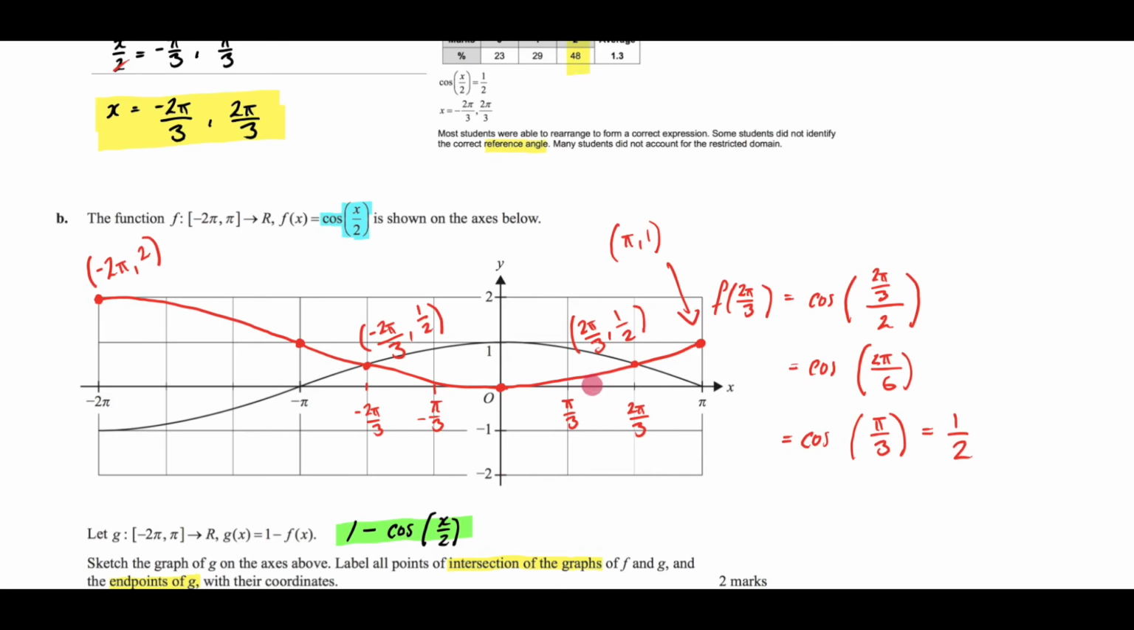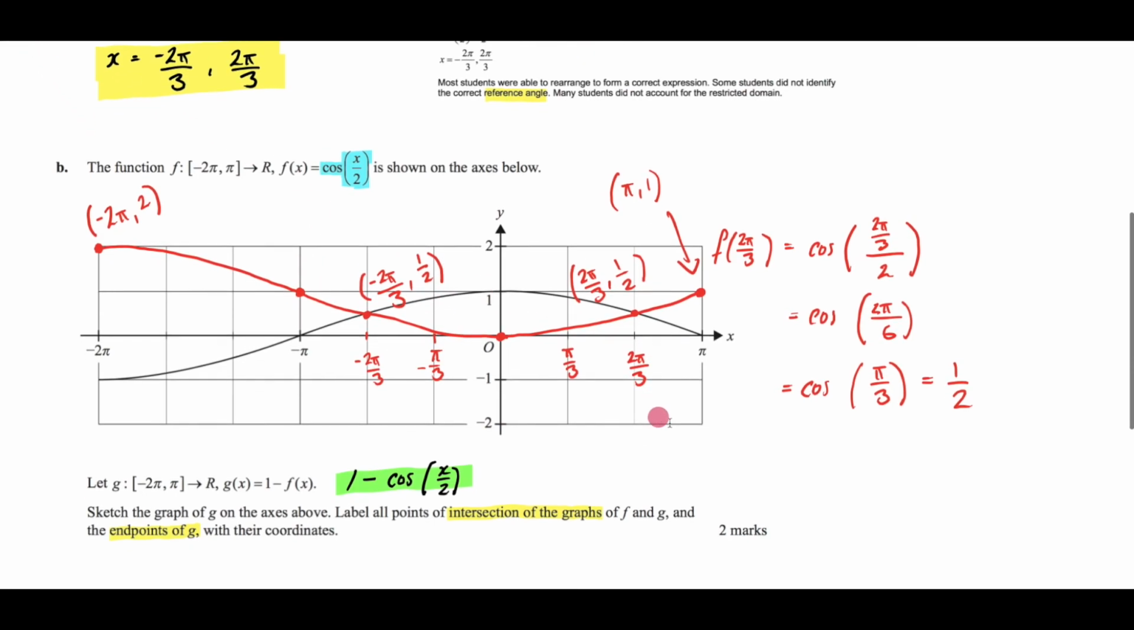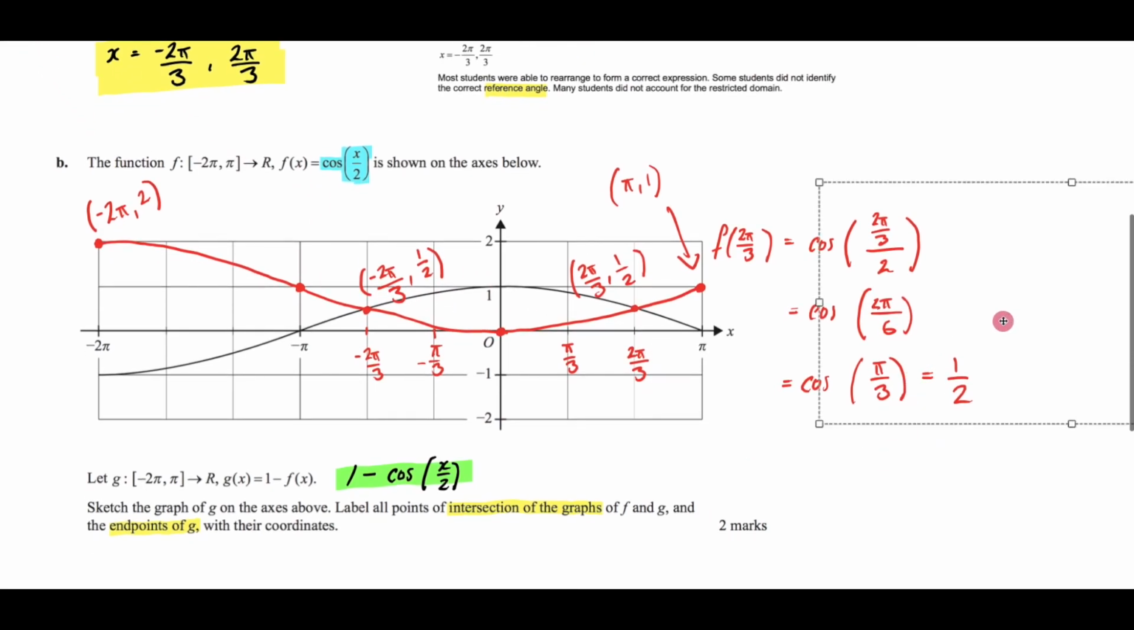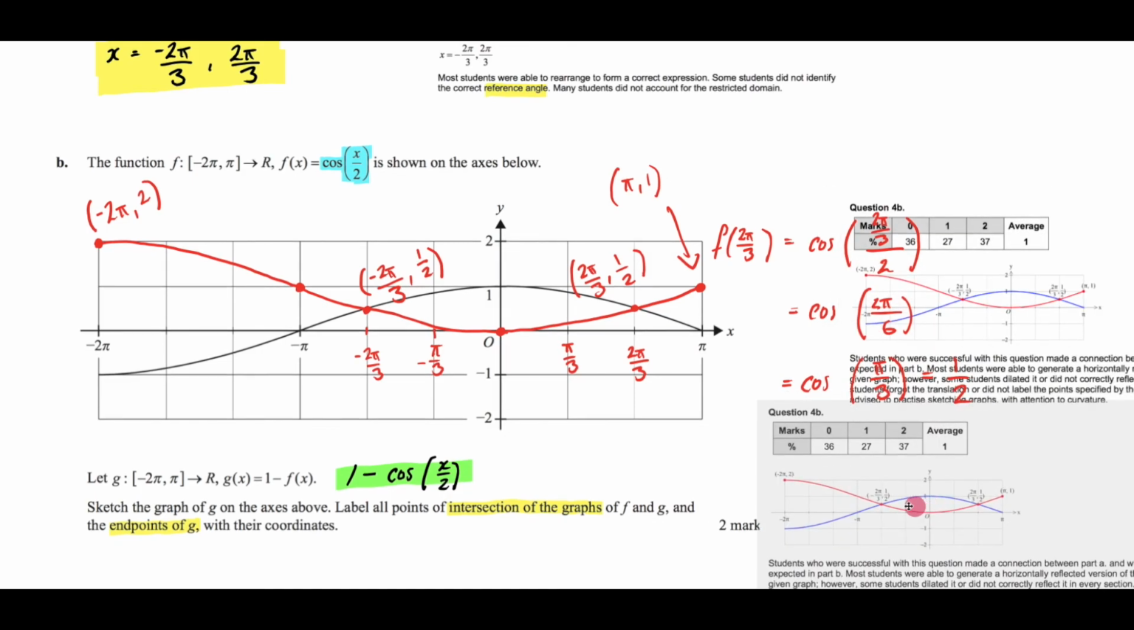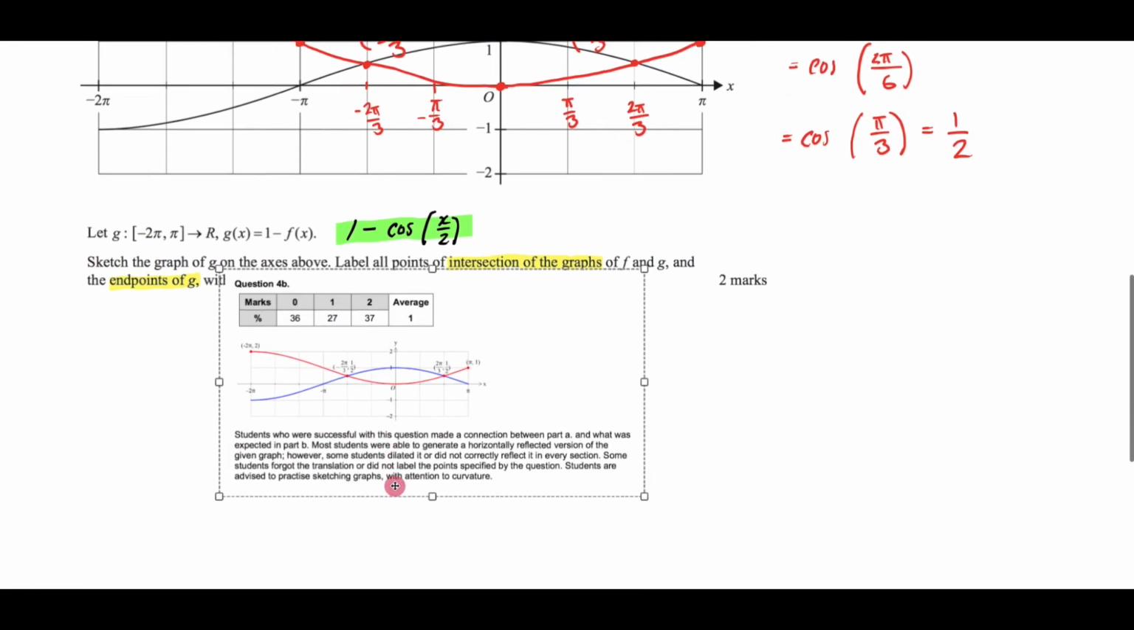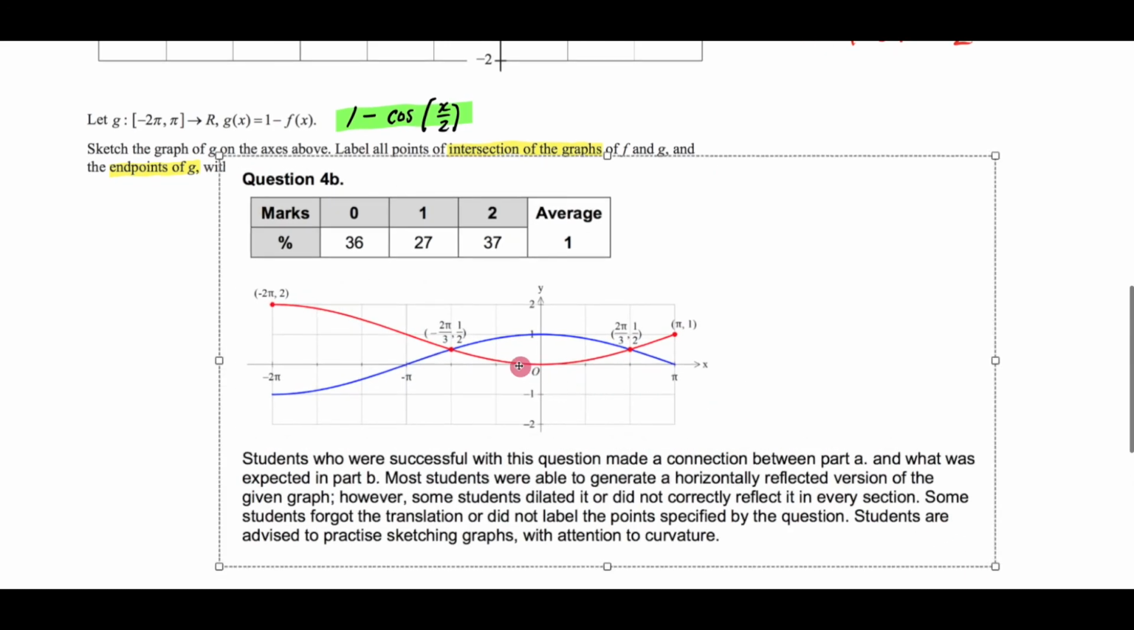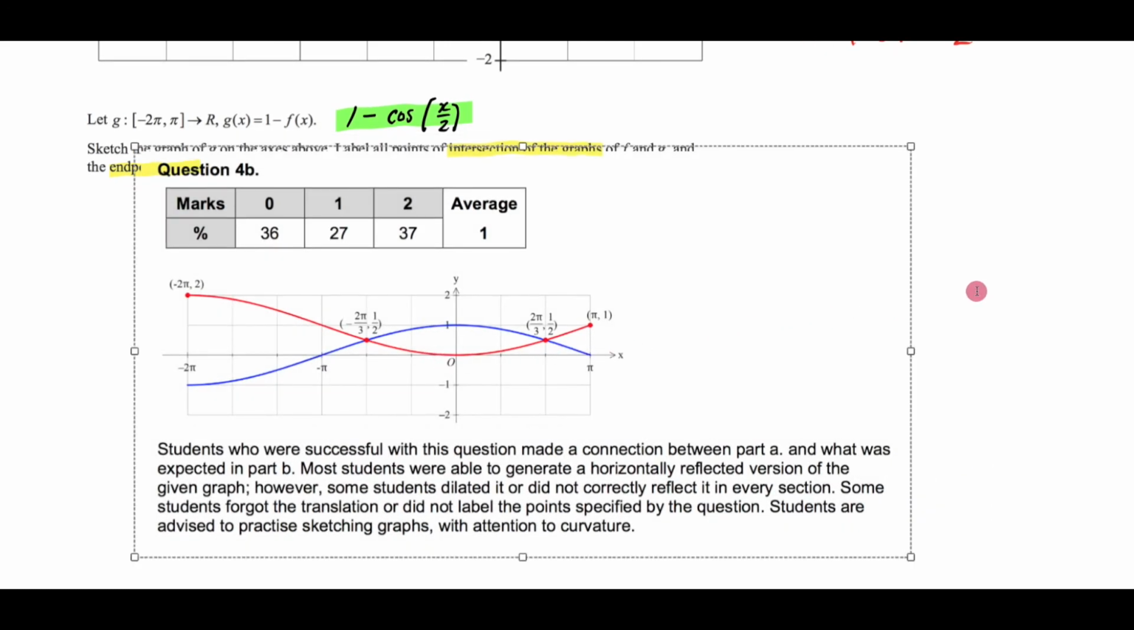All right, so we have done everything we needed to do for this question. We have drawn it, we have labeled the intersection points, and we have labeled the end points. Hopefully you have found this helpful. Just before we end, let's look at our examination report, which is right here. And you can see, if I just make this nice and big, this is what we have drawn.